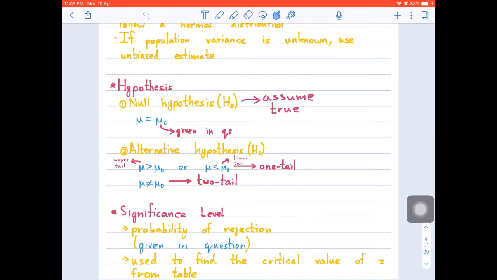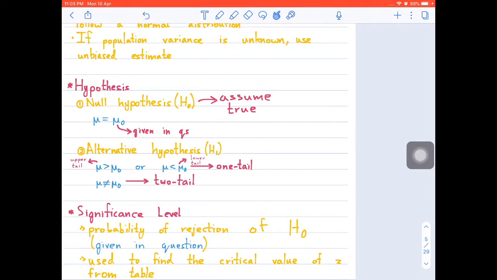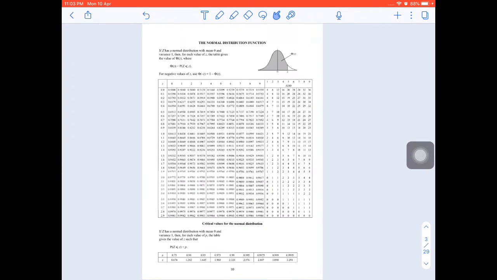Next is the significance level. The significance level, again, is given in the question. It gives the probability of rejection of null hypothesis, that is of H naught. This is used to find the critical value of Z from the normal distribution table, that is this table.